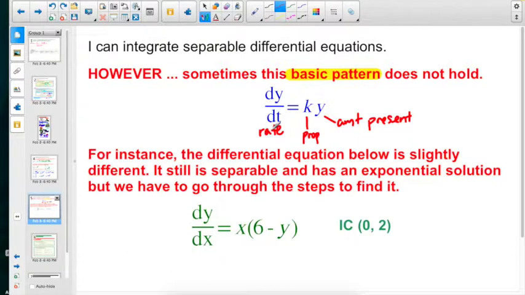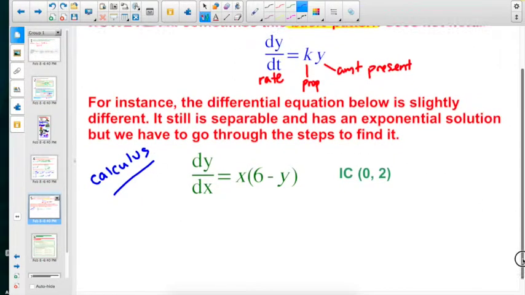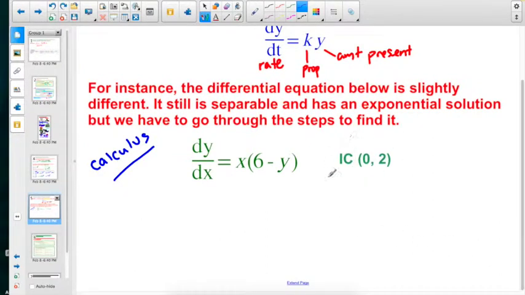And so what happens when this basic pattern doesn't hold? So for instance, here's a differential equation. And it's exponential. We'll see that when we move this to the other side. But we don't have a rate, and we don't have just a y over here. We have something on the right-hand side that's more complicated. And so in this case, there's nothing else we can do. We have to do some calculus. We have to separate this, and then take the antiderivative and treat this like any initial condition problem that we've done in the past.